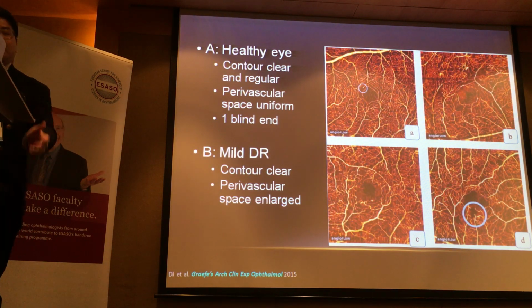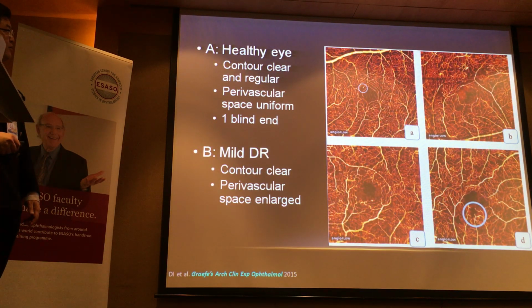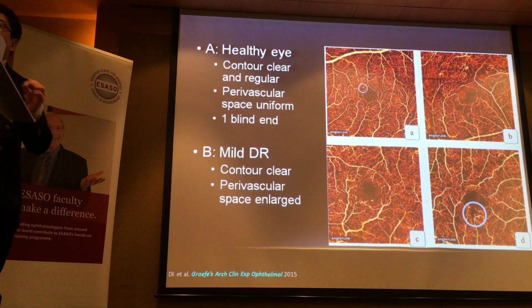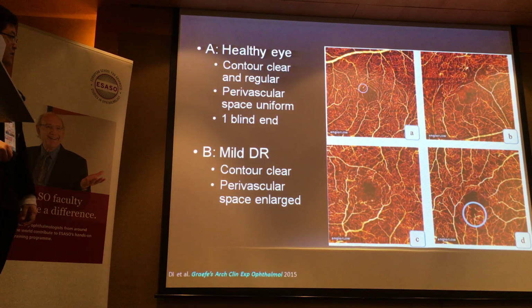All right, but this is an example showing a normal eye, mild, moderate, severe. All right, and you can see that the FAZ is regular, and it gets increasingly irregular. I think that's more important really than the size. You can see the edges are irregular, and there are increasing areas of dropout. Okay.